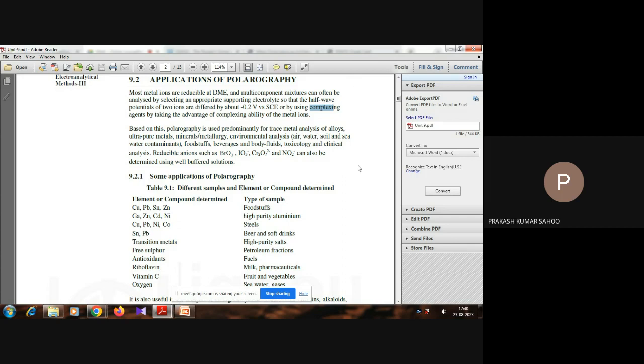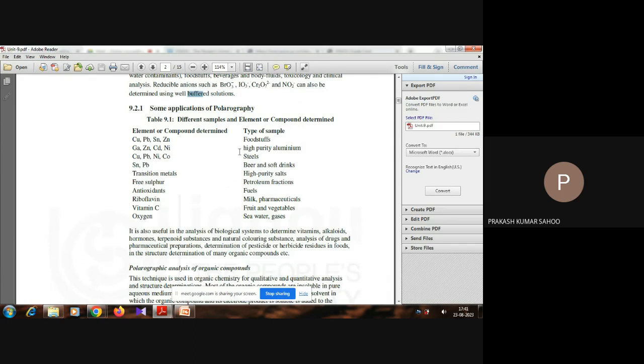Then what are the reducible anions used here? That will be bromate, BrO3 minus, iodate, IO3 minus, dichromate, Cr2O7 2 minus, nitrite, NO2 minus. These can also be determined using well buffered solution. What is a buffer solution? A solution whose pH is not changed when a small amount of water, acid, or alkali is added to it. This is known as the buffer solution. It is again of two types: acidic buffer and basic buffer.